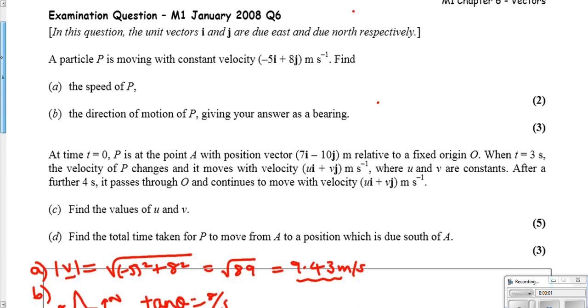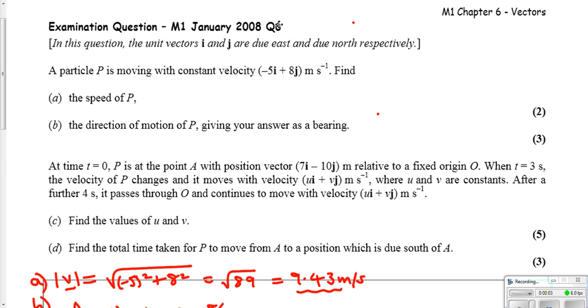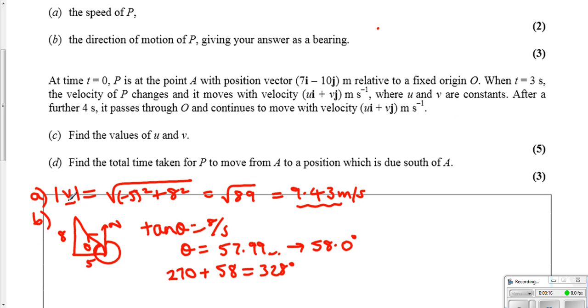Term 1 Vectors, exam question, January 2008, question 6. I've already done the first two parts of this question, which are relatively straightforward. A particle is moving with a constant velocity, and we're asked to find the speed. If you remember, the speed is the magnitude of the velocity. So I've just done Pythagoras' theorem and got root 89, which works out to be 9.43.